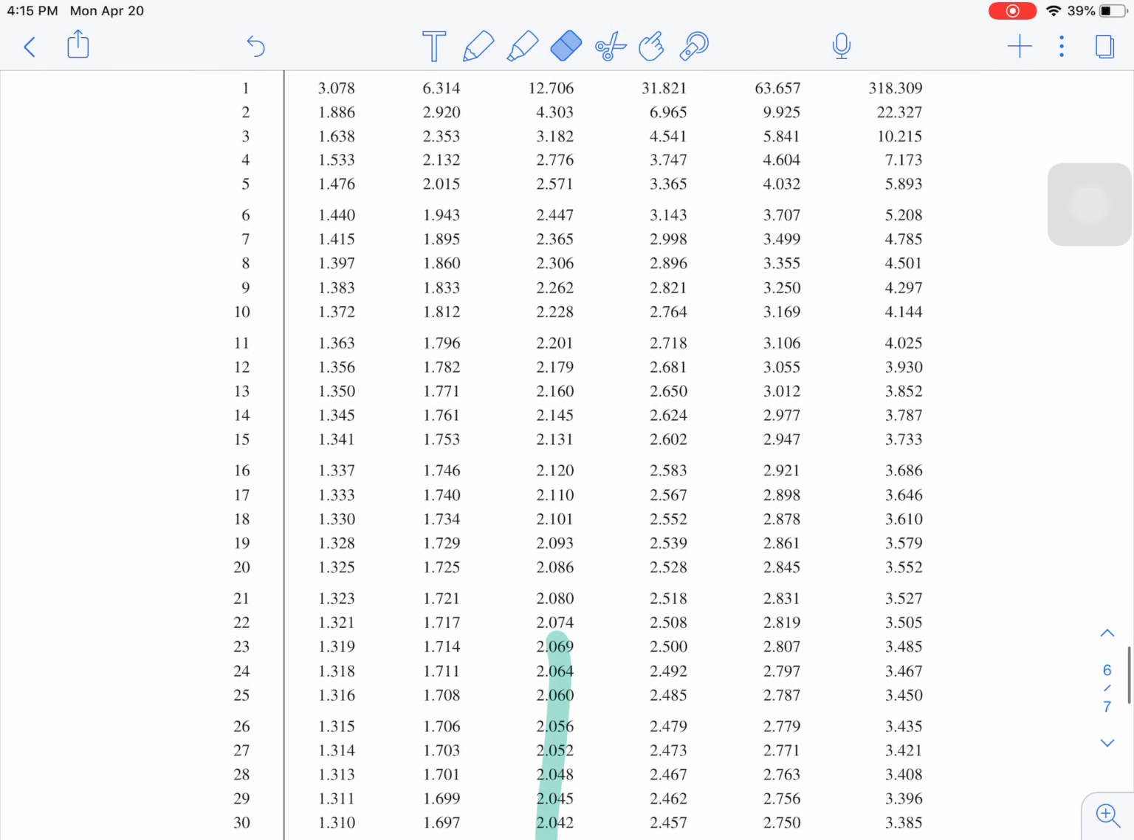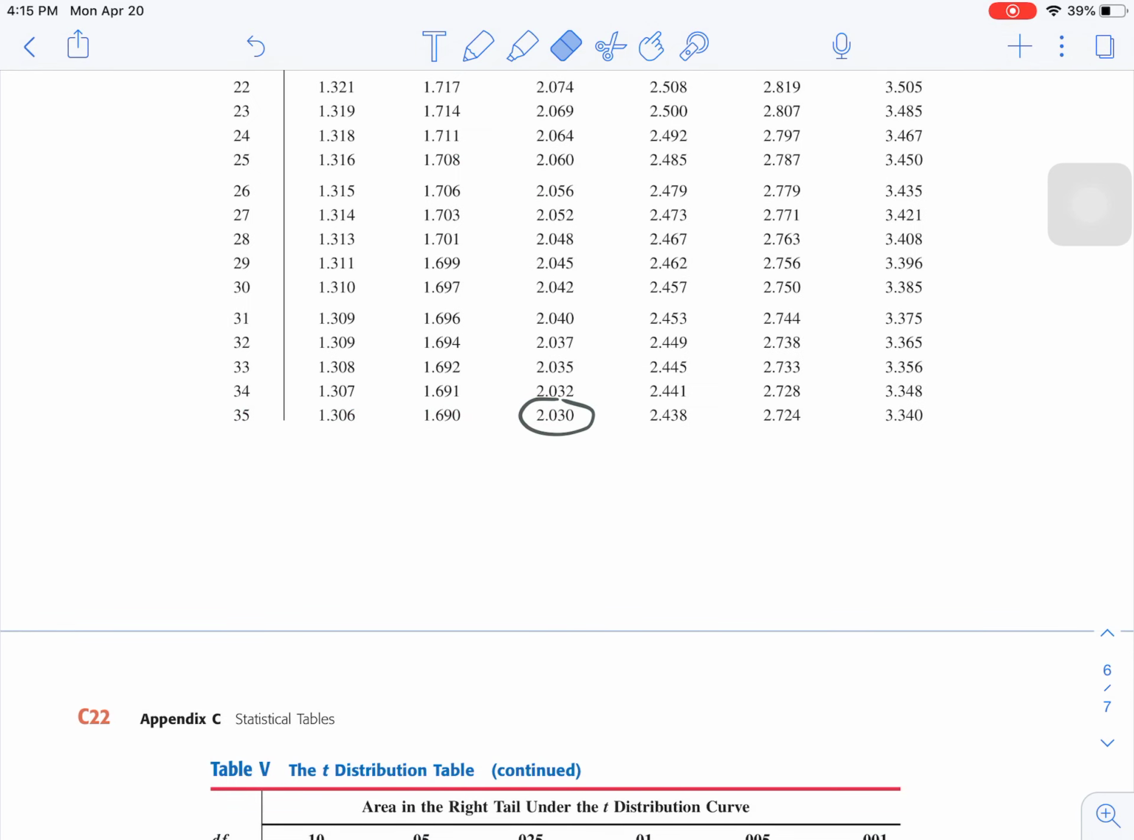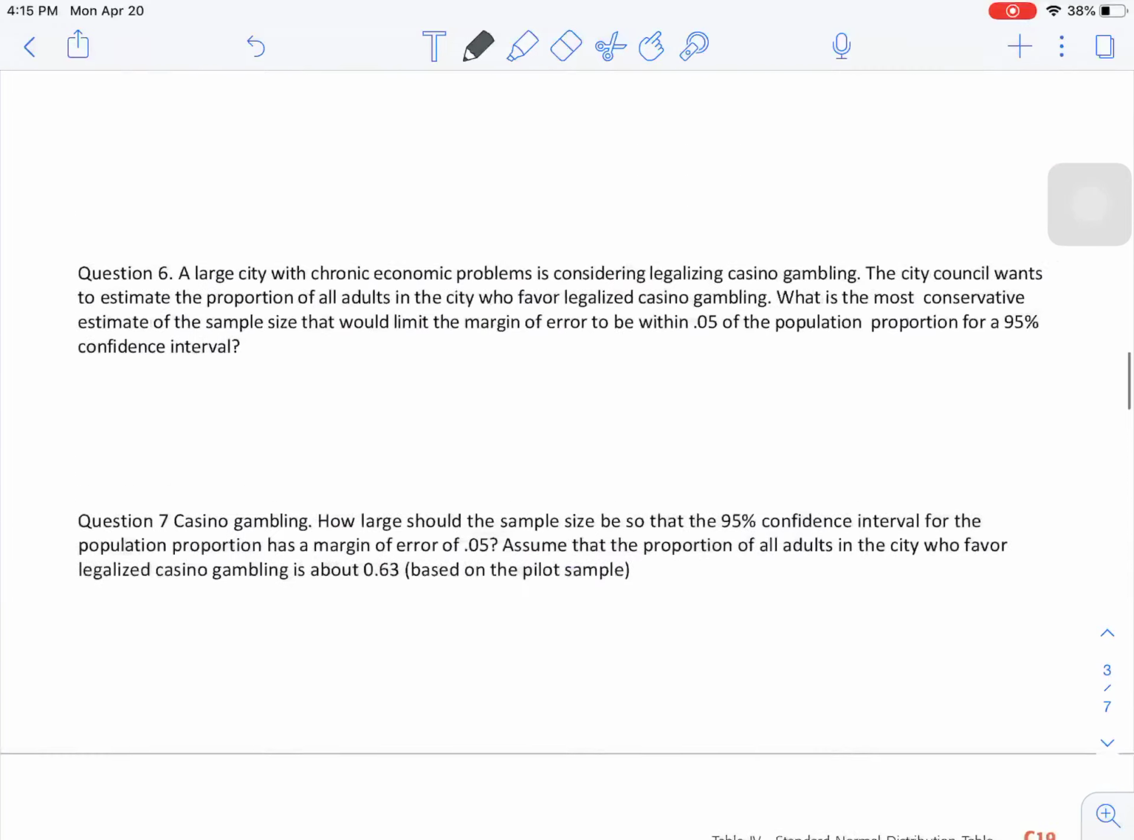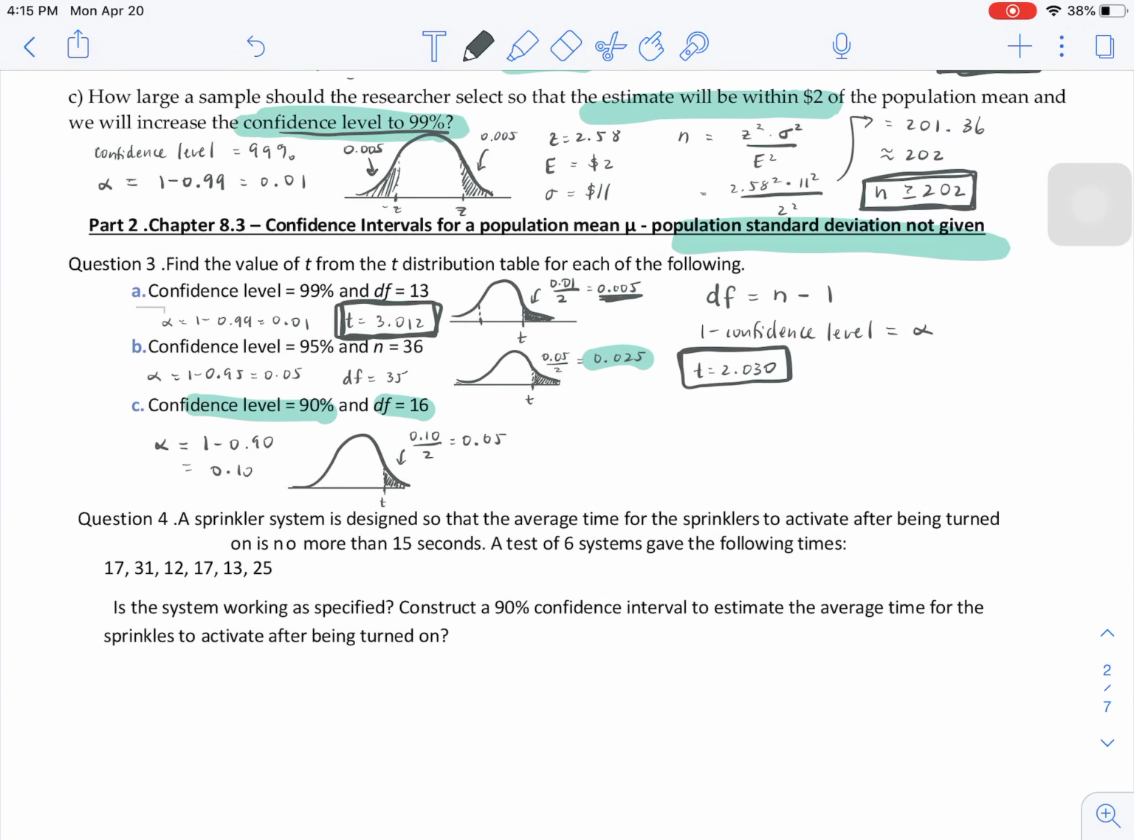So let's now look that up in our table. Let's see, so 0.05 is this column. Degrees of freedom of 16 is this row. So my t-statistic that I want is 1.746. And that's it.